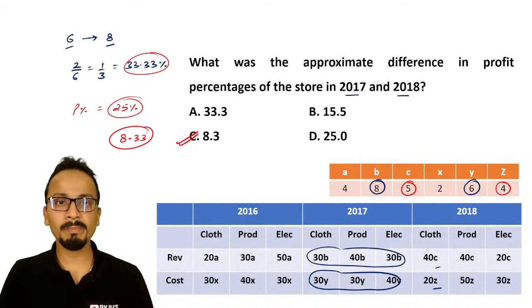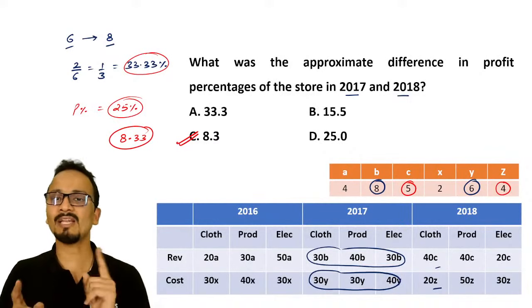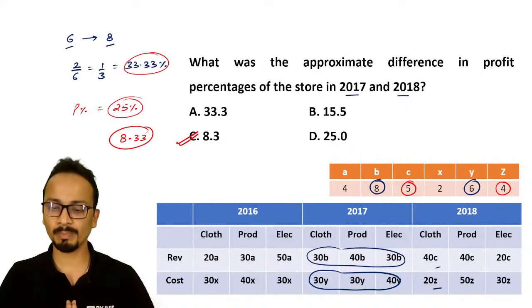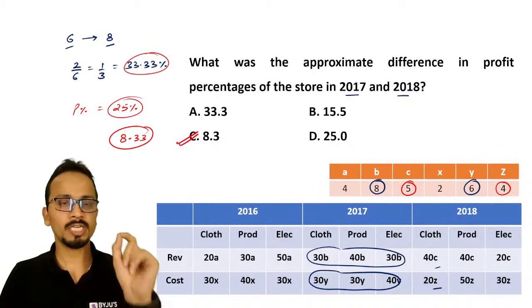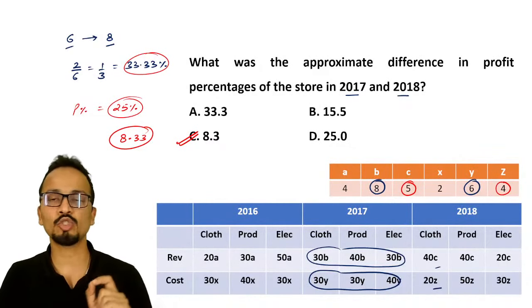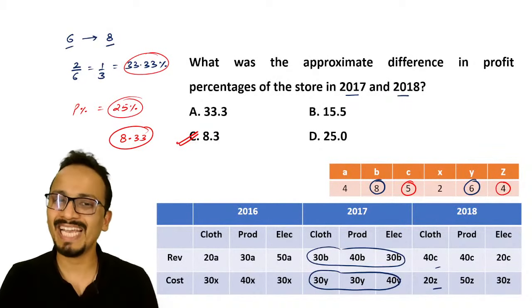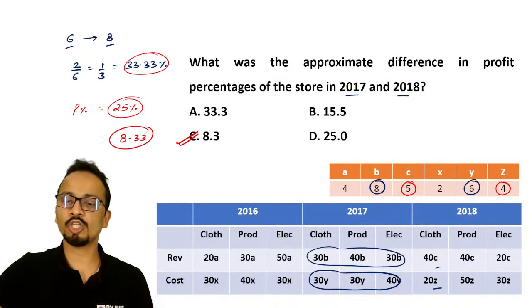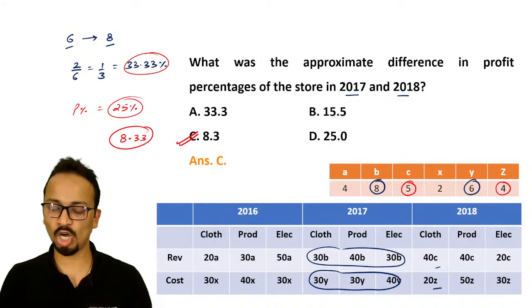Shubhendu, the answer will be option C. You will have to calculate the difference between the profit percentages. So 33.33 minus 25, the answer will be 8.33. That is option C. All right.